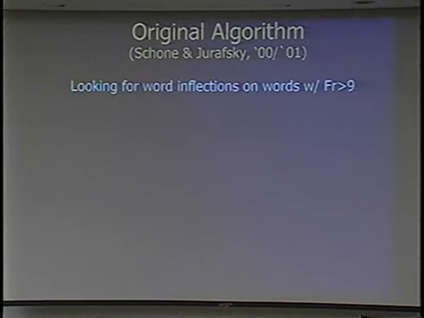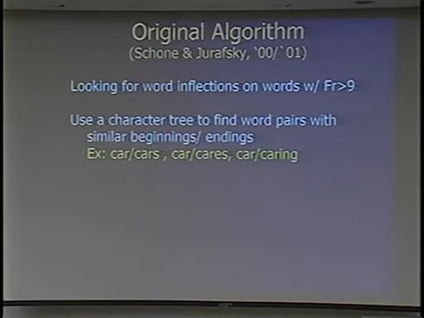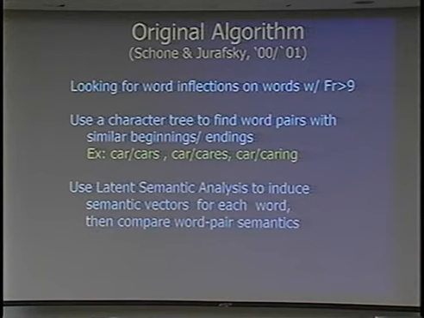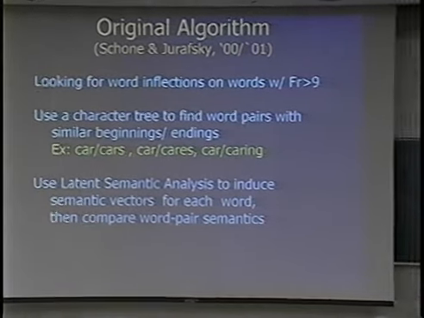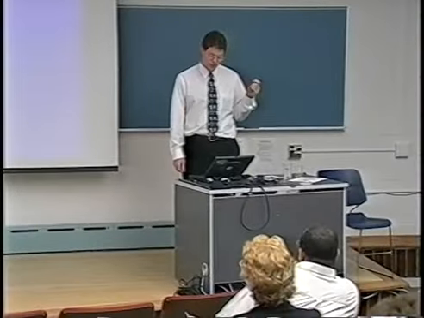The way we processed words was initially to look for words, place words into a character tree or a trie, and look for common beginnings and endings to those words, such as car and cars, car and cares, car and caring. Then we used latent semantic analysis as a process of inducing semantics on each of these words and trying to see if semantically they are paired up. Those words that are paired up semantically were then kept and determined to be valid morphological relationships.